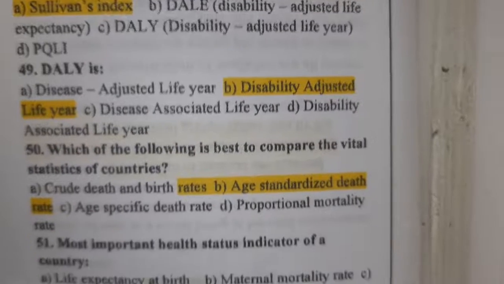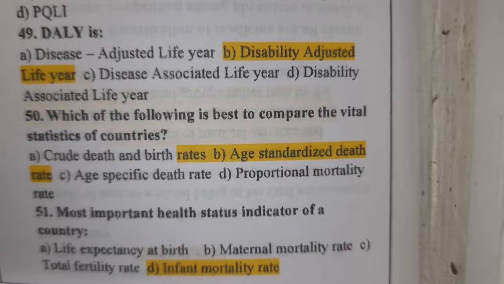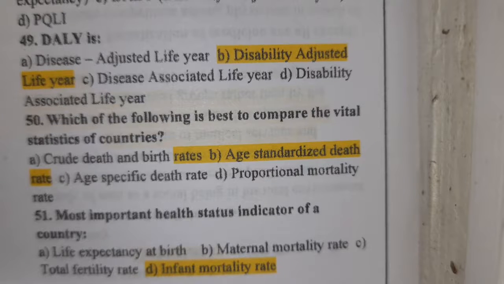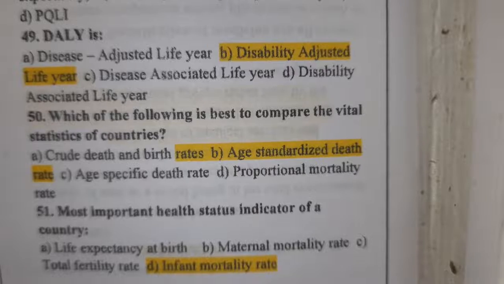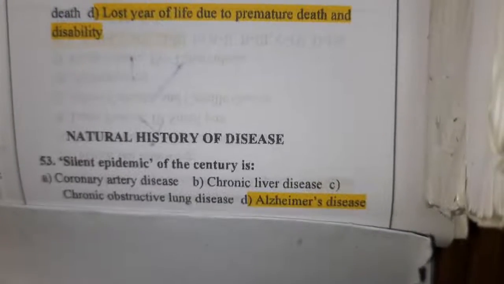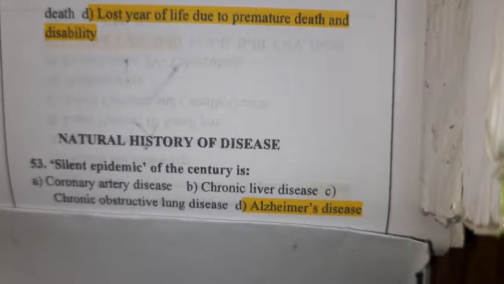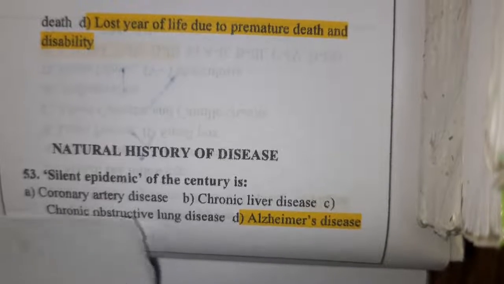Next question. Most important health indicator of a country is? The most important health indicator of a country is infant mortality rate. Silent epidemic of the century is Alzheimer's disease.